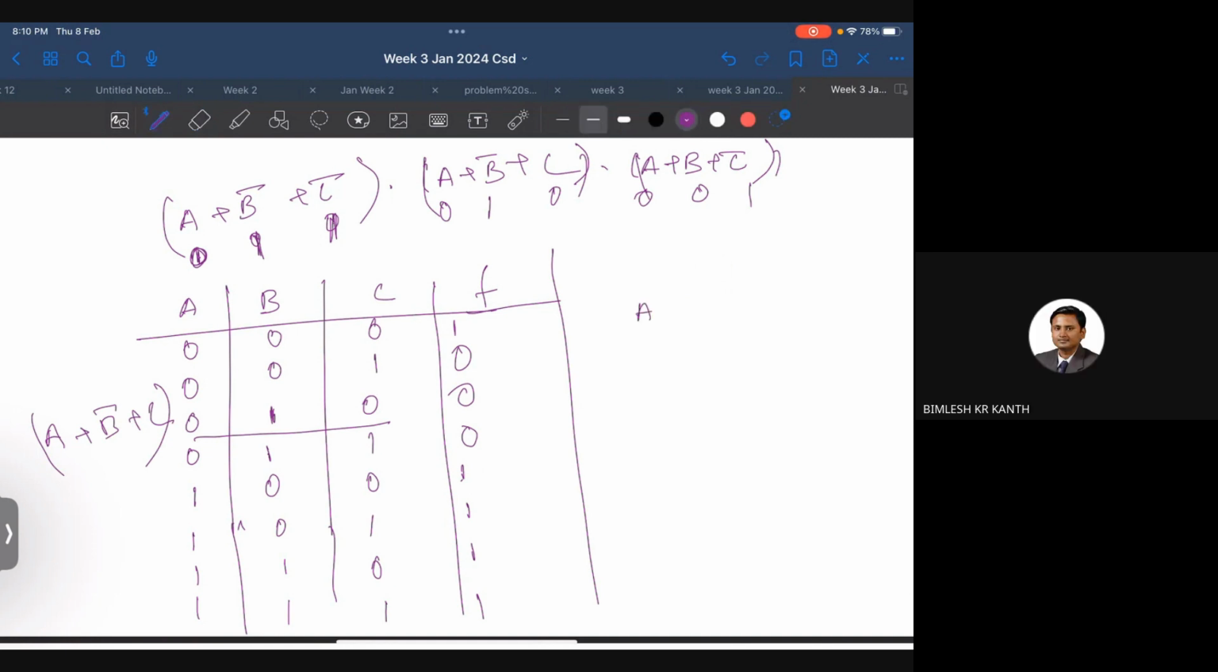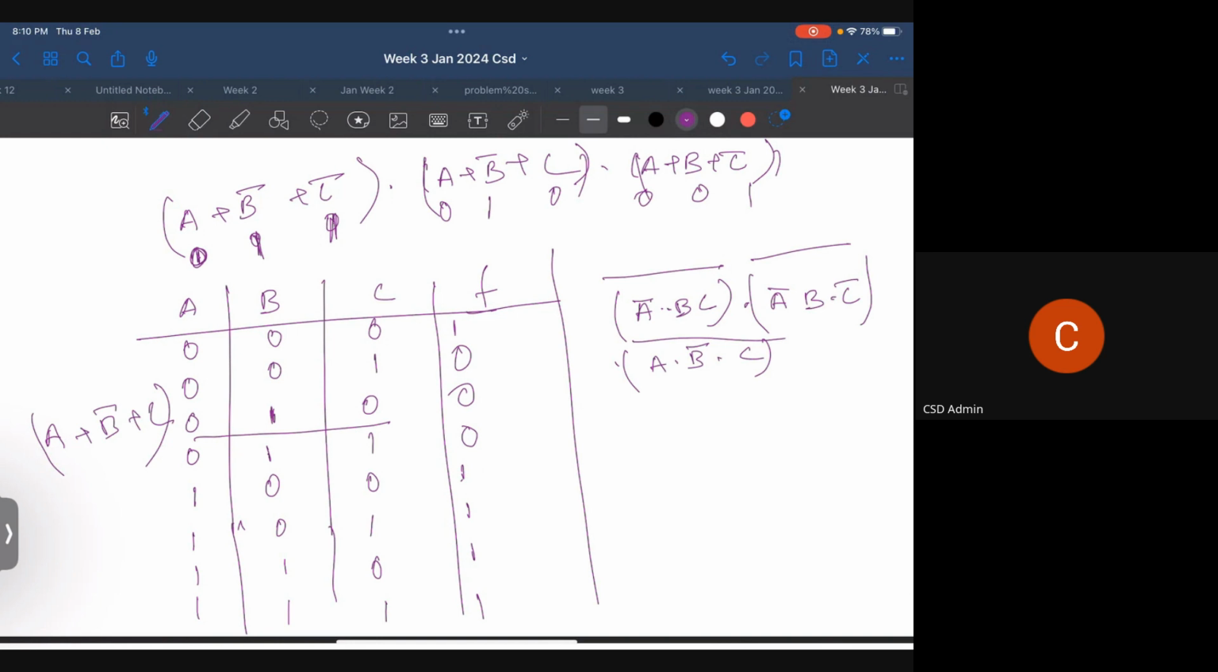A bar dot BC, whole to the power bar, whole to the power bar, dot A bar dot BC, dot BC bar, or BC bar, BC bar, whole to the power, not only on C. Oh, only on C. A bar dot B dot C bar, whole to the power bar, whole to the power bar, dot A bar dot B bar dot C, A bar dot B bar dot C.